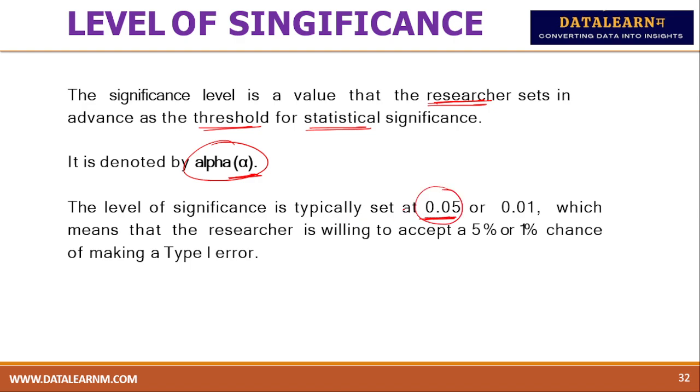What is the level of significance value? Always 0.05. Sometimes it is 0.01, but most of the time researchers, and I have also used this value 0.05, which means the researcher is willing to accept a 5% chance of making a type 1 error. In an upcoming session I will explain what a type 1 error is. There is another type of error as well, the type 2 error. As of now, just try to understand this alpha or p value, the level of significance.